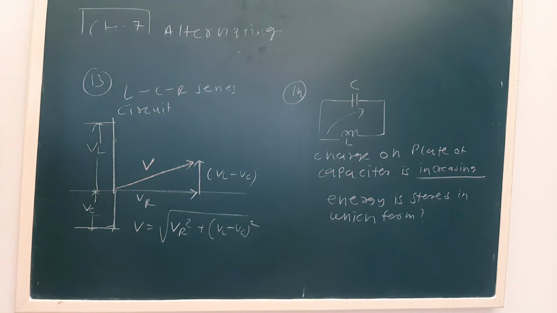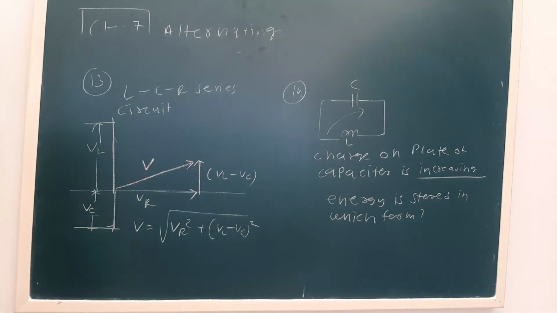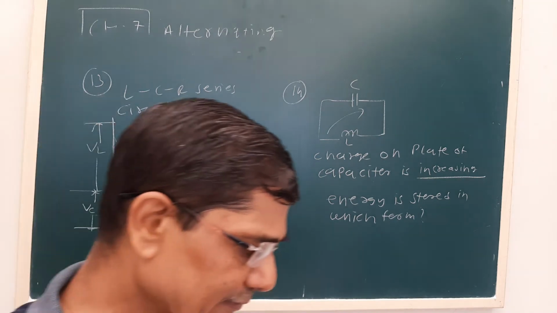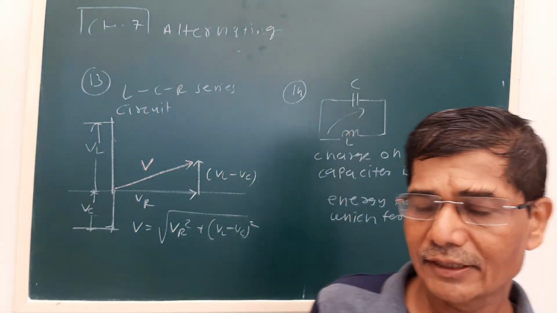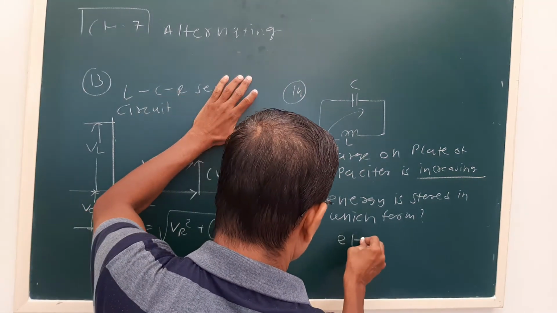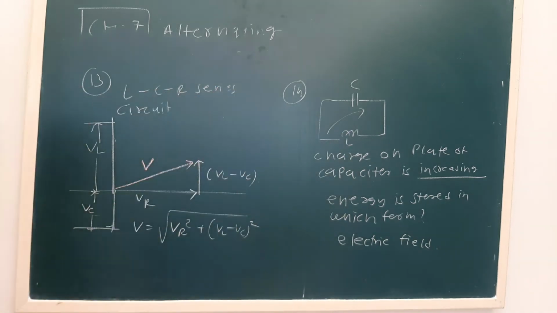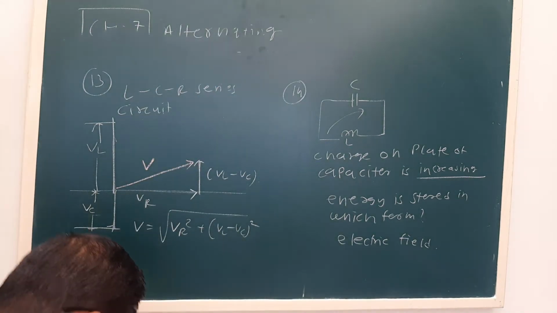Okay, now here the charge on the capacitor is increasing. We know the capacitor is a device which stores energy in the form of electric field. So here energy stored also will be in the form of electric field. Okay, this will be our answer. Now see the next MCQ.